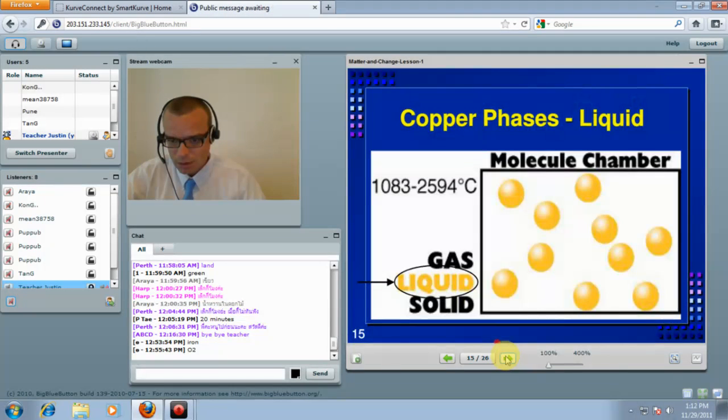And on the next page, liquid. So the copper would actually become a liquid between these two temperatures, 1083 and 2594 degrees C, very hot. The copper would be a liquid. And you can see here the molecules, they're a lot further apart. They're moving around freely.